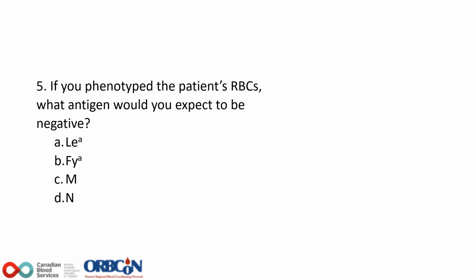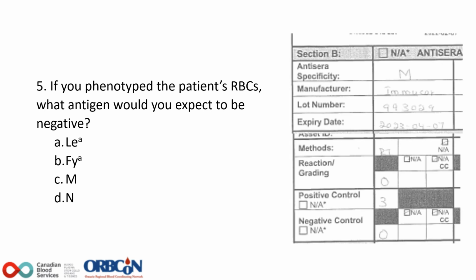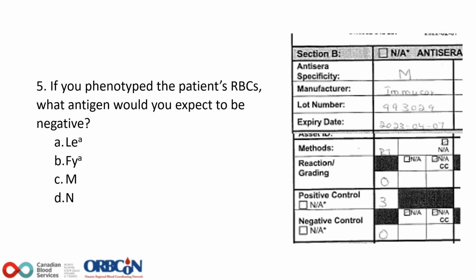All right, so now that we've identified the alloantibody, remember that you form alloantibodies to things that you do not have on your red cells. Of course, there are exceptions to the rule, but for the most part, you form alloantibodies to things you don't have. This is also called Landsteiner's law. So if you phenotype a patient's red blood cells, what antigens would you expect to be negative? Lewis A, Duffy A, M, or N? And our texts were kind enough to do the phenotyping.